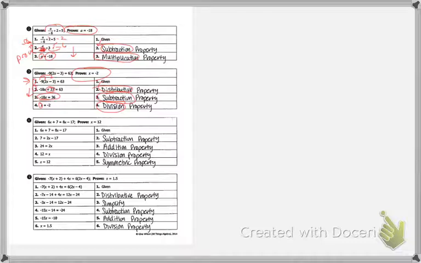Let's look at number 5. It's pretty long, so we write our given. We know we're going to have to distribute, and we're going to have to distribute. So step 1 to step 2, that's what happened here, and that's what happened here. We distribute.